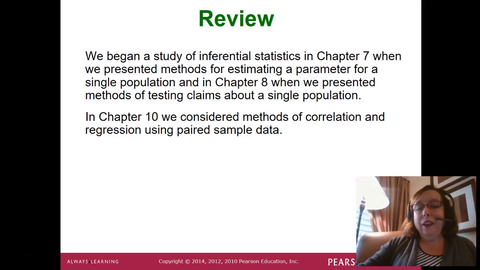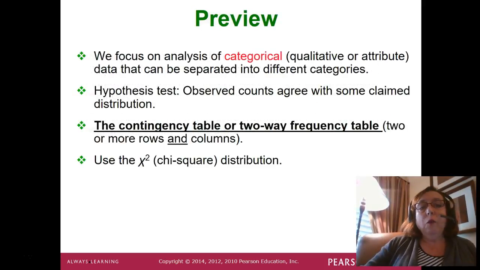So we began inferential statistics in Chapter 7 when we were talking about confidence intervals. And then in Chapter 8, we presented methods of testing claims about a single population. And then in Chapter 10, we just finished considering correlation and regression and doing a hypothesis test there as well. Well, here now in Chapter 12, we're going to be doing two different kinds of hypothesis tests.